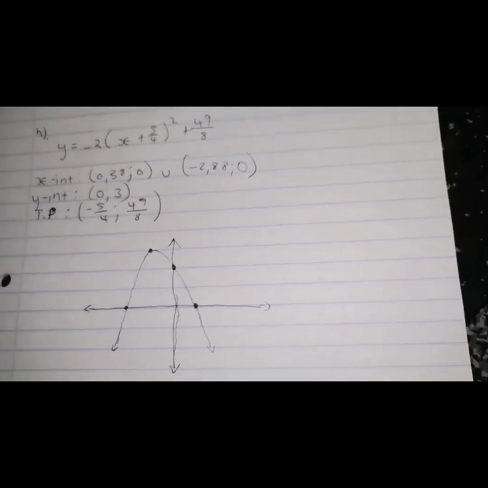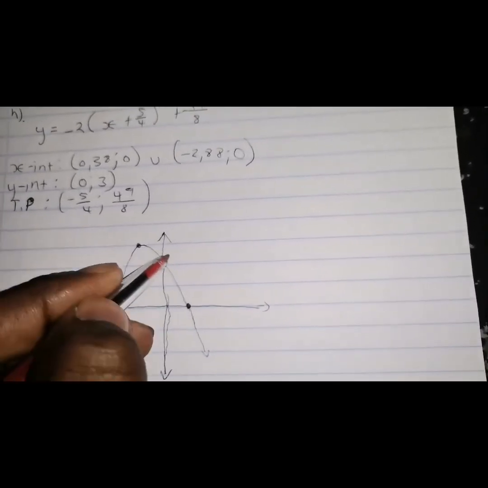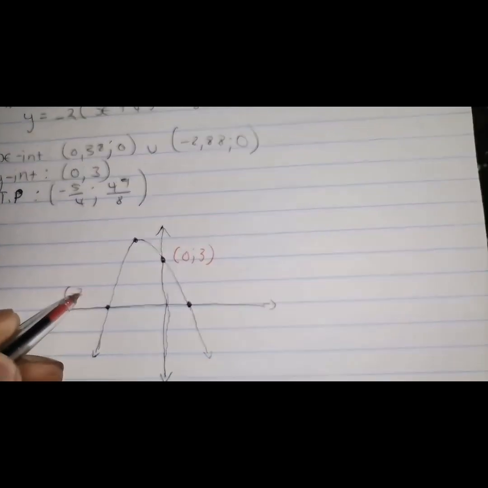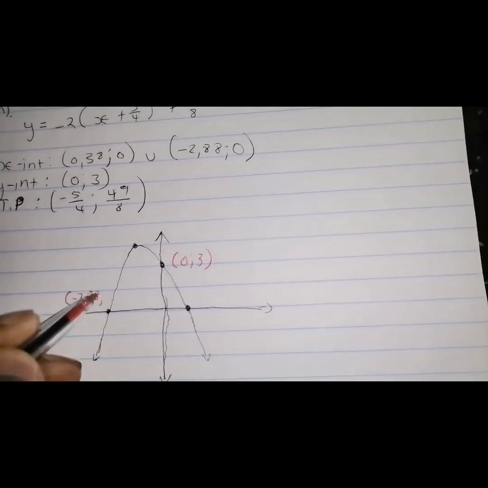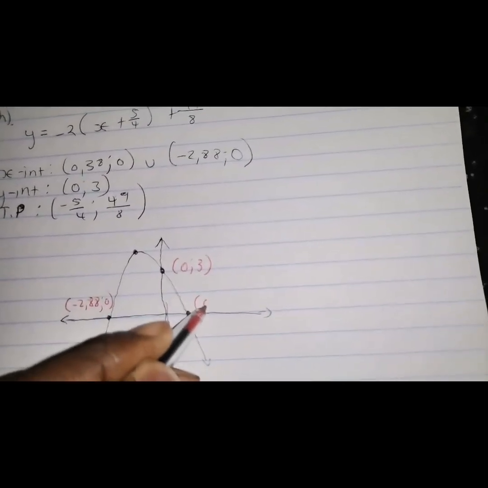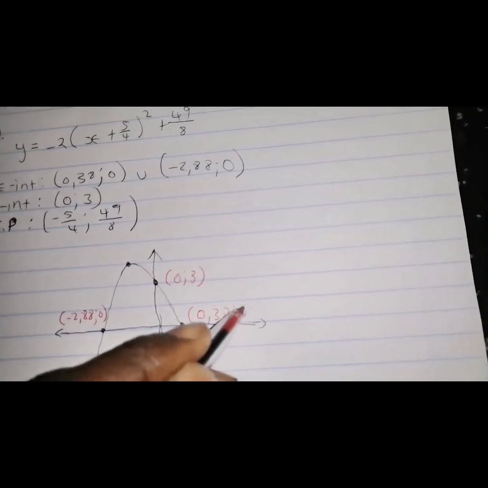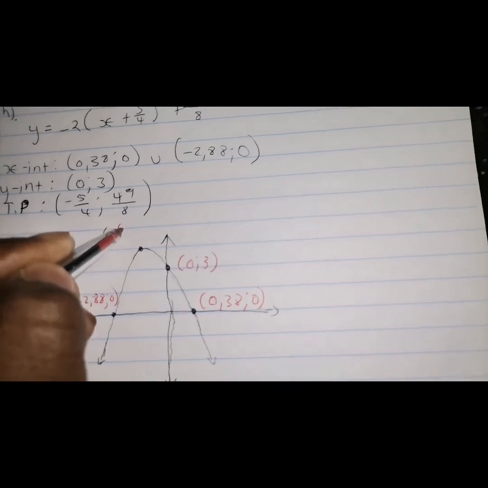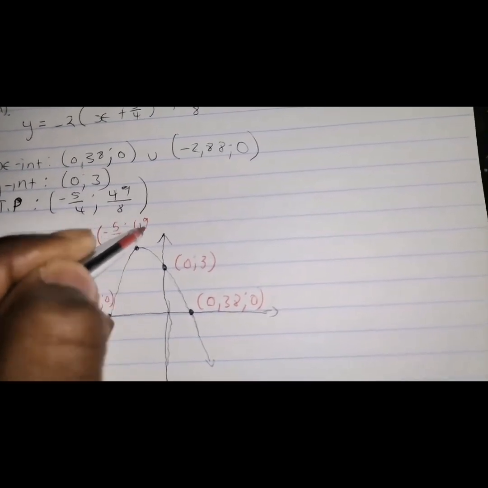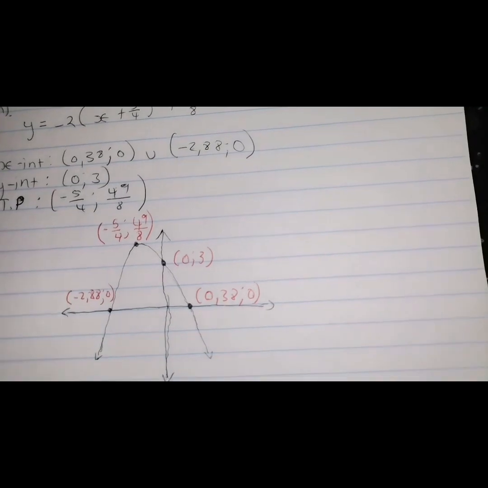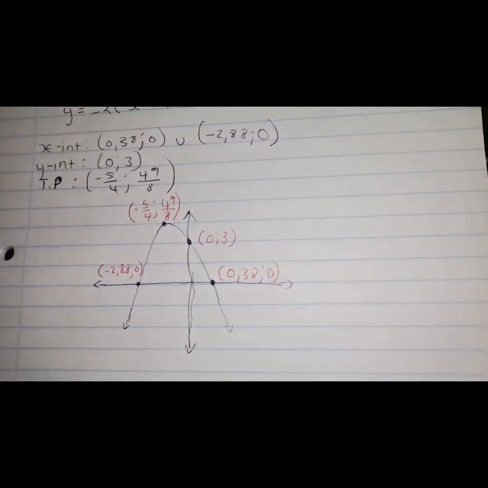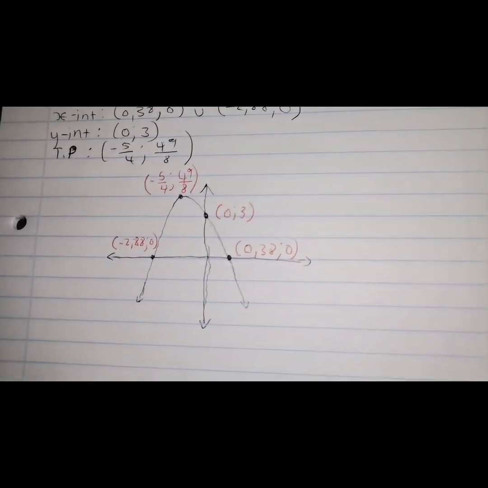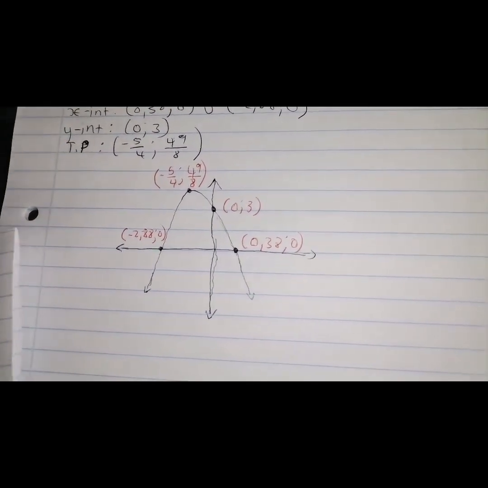Now let's label our points. Here we have 0 and 3. Here we have negative 2 and 0. Here we have 3/2 and 0. Here we have our turning point, this is where our graph turns: negative 5 over 4 and 49 over 8. Then you are done, guys, with the graph of this function. You can also use a table of x and y values. It's not a problem because you're still going to get it correct. Give yourself x values, then find the y values by substituting.